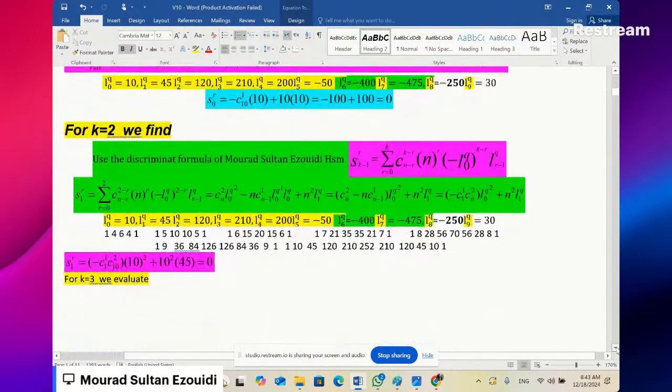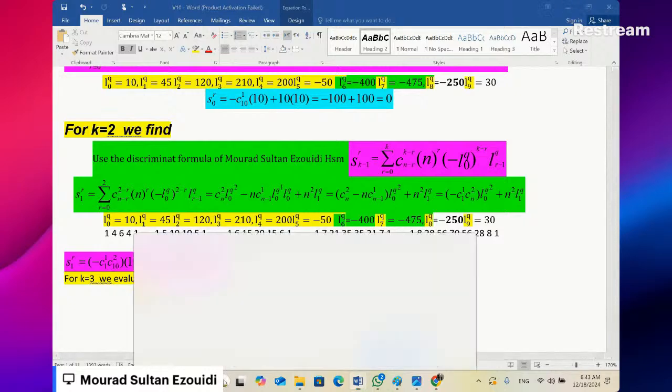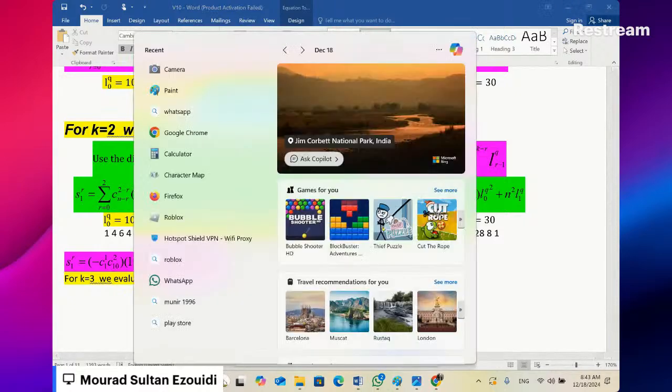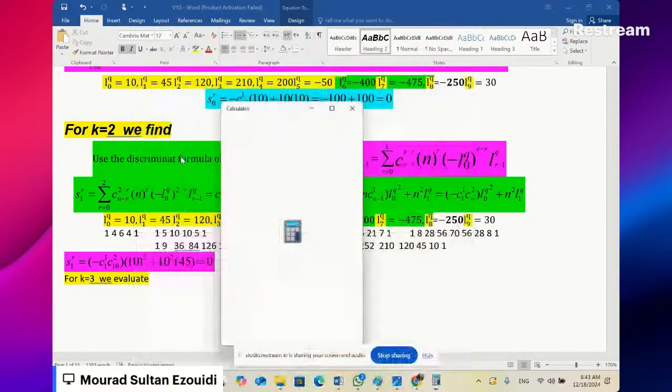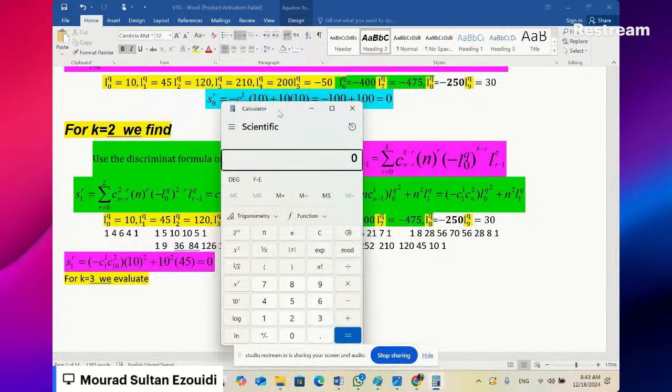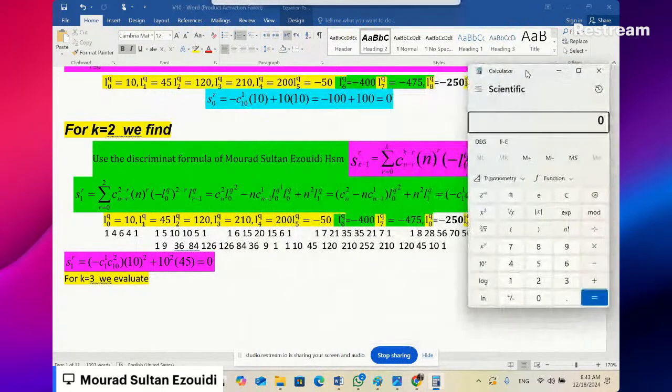So S1, we did it before, and we said that the last formula is that S1 equals negative combination n choose 1 times combination n choose 2 times L0 of the q squared plus n squared times L1 of the q. Then this is the application, learners. You will get exactly, I will use a calculator so that you can be familiar with me. This is my scientific calculator.